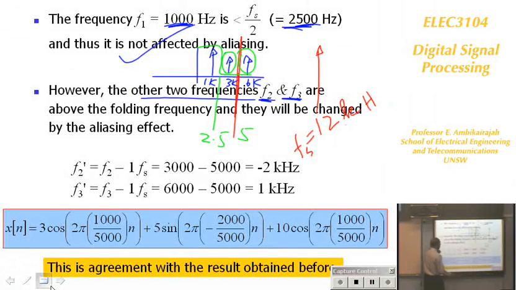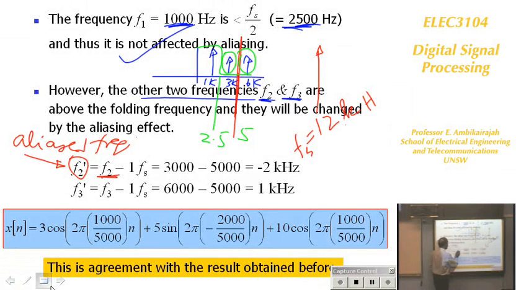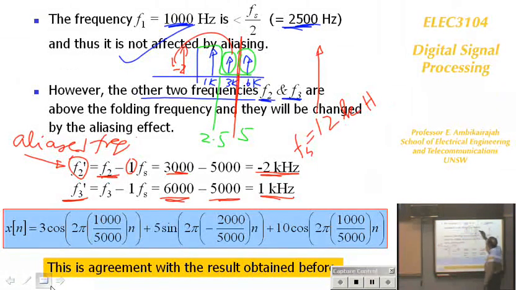So let's find out. Rather than the way we did before, our new frequency is called the aliased frequency. Using our formula, it's equal to our second frequency, which is 3000, minus 1 times Fs. K is 1, because they're not that far away. So subtracting, you get minus 2 kilohertz. So this frequency is being translated into minus 2 kilohertz. A new frequency has appeared, even though it's not in the spectrum. Then the third frequency, aliased frequency, 6000 minus 5000, is 1 kilohertz. So this 6000, which is outside, is now going into here as 1 kilohertz.